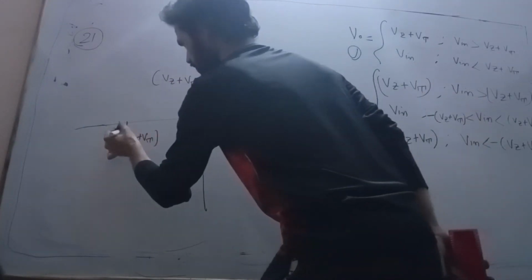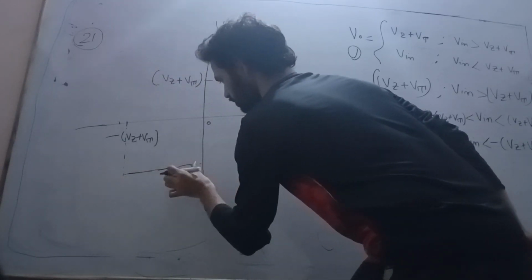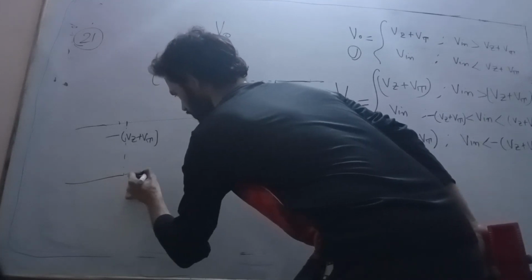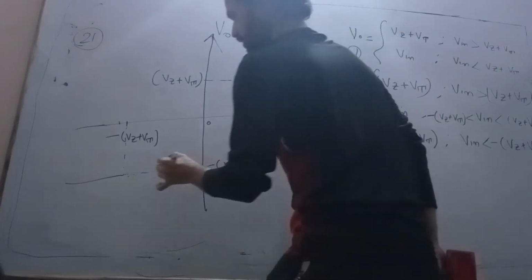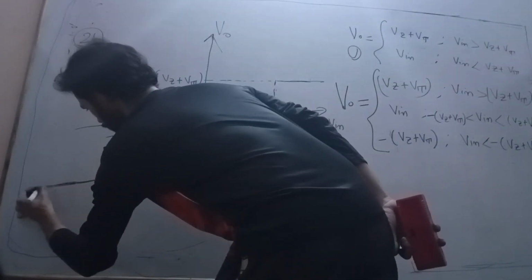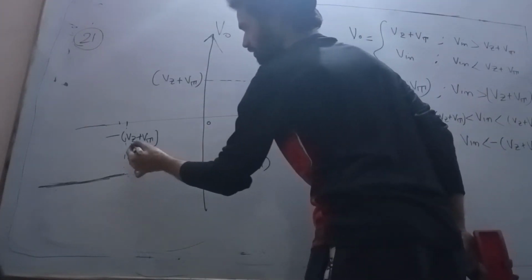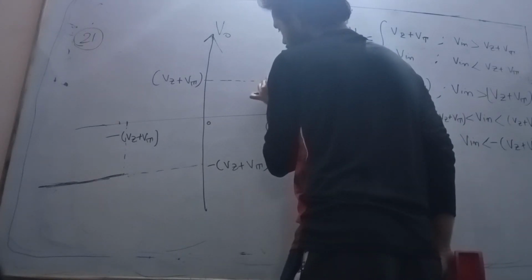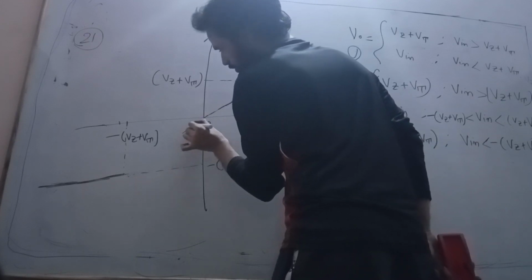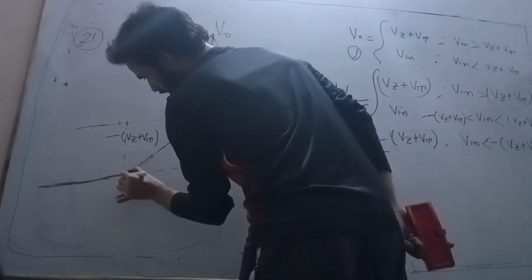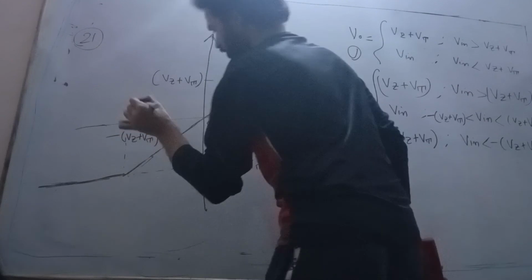Now at minus Vz plus Vt, what is the value of V naught? This is nothing but minus Vz plus Vt. Yes, minus Vz plus Vt. So for less than this it is on, and for greater than this value it is on. Now when it is between this range it is off, meaning the output follows the input between minus Vz plus Vt to plus Vz plus Vt. Yes, this is my characteristic.